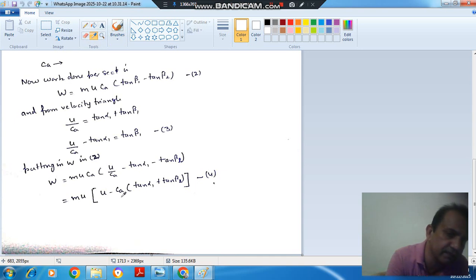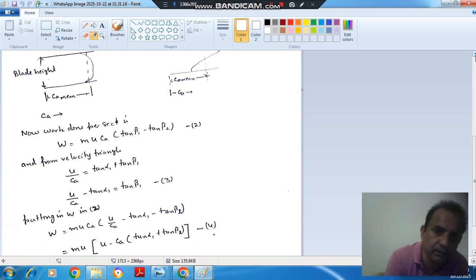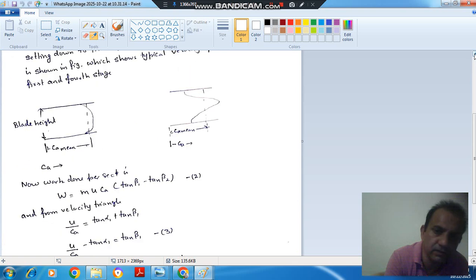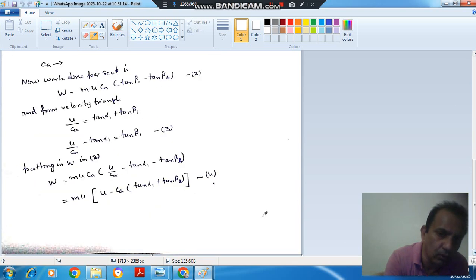So as CA increases, work done reduces. We have seen that CA is peaky at the center and less at the corners. So the net effect of this variation of CA is to reduce the work done. So work done is reducing with CA.